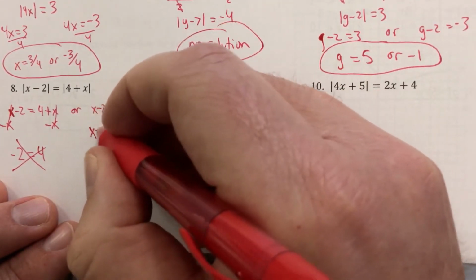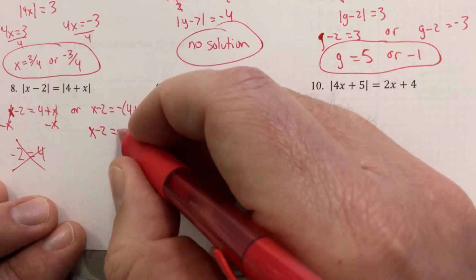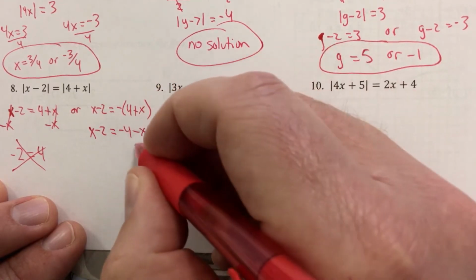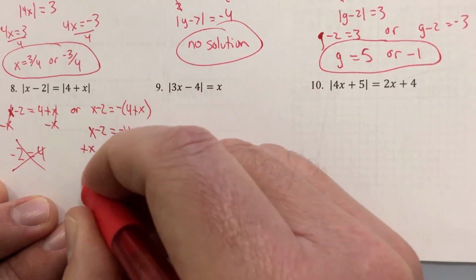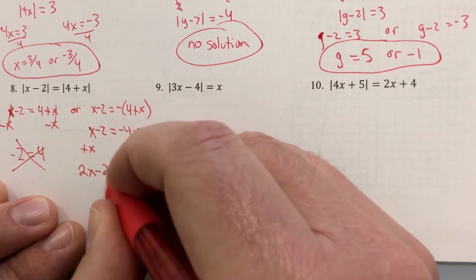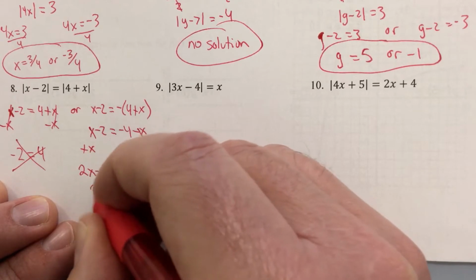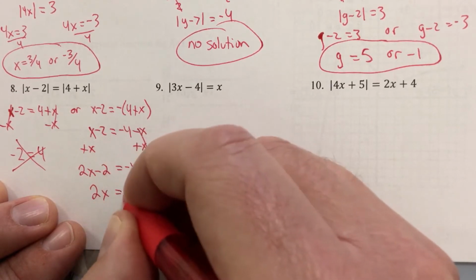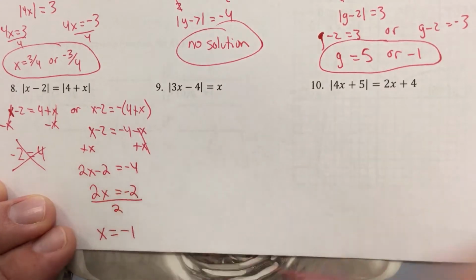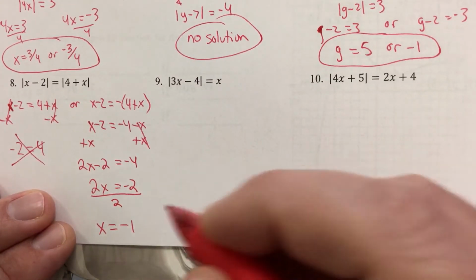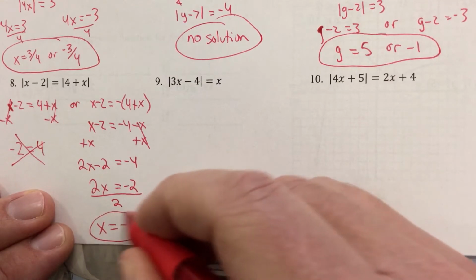But over on the other side, x minus 2 equals negative 4 minus x. Now we're going to add x, which does not cancel on the left. It'll give us 2x minus 2 equals negative 4. Add the 2 to the other side, negative 2. Divide both sides by 2, and we get negative 1. So that'll be our answer for that one.